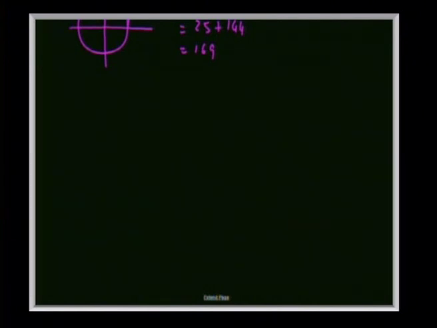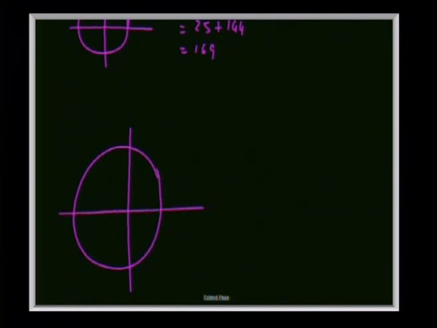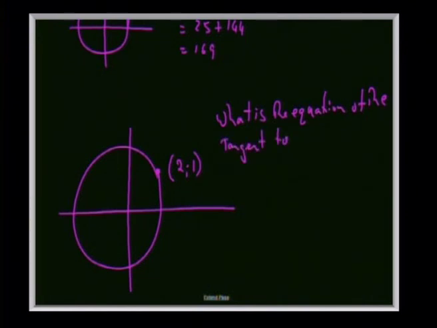Slightly more difficult question now. If you're given a circle and you're given a point on the circle, let's say that is the point 2, 1, and asked, what is the equation of the tangent to the circle at 2, 1.